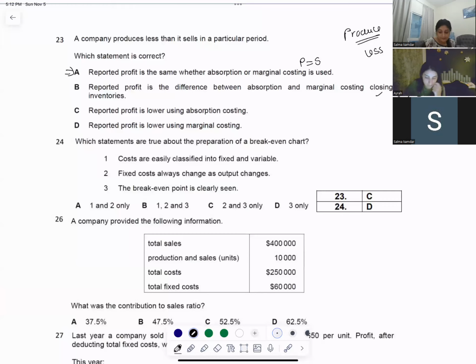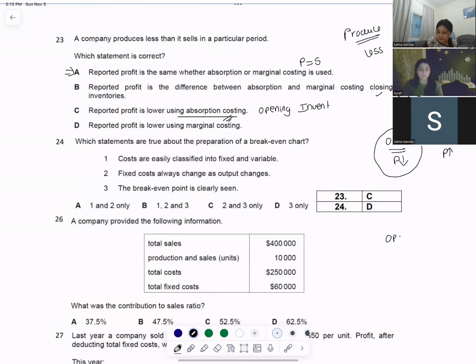Third. Reported profit is lower using absorption costing. When can you have lower profit because of absorption costing? When do you have low profit as per absorption costing? Because of opening inventory, your profits will reduce. And because of closing inventory, your profits will increase as per absorption costing. So your reported profit is lower using absorption costing.